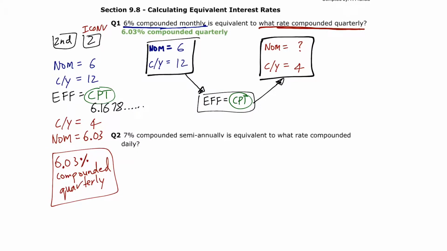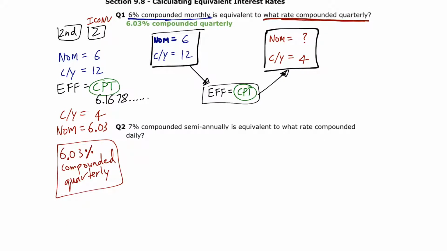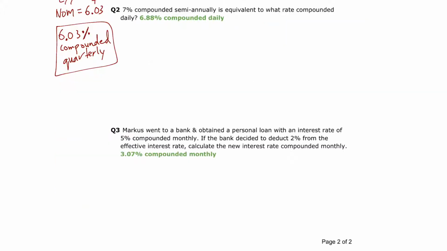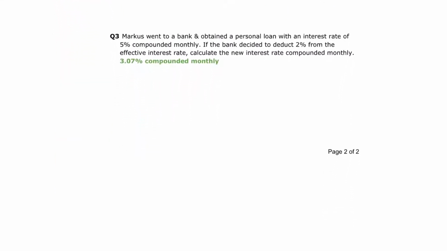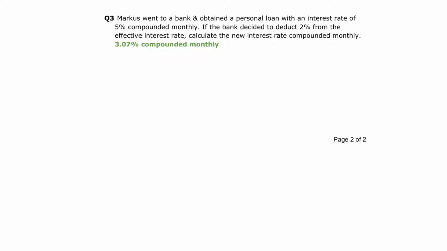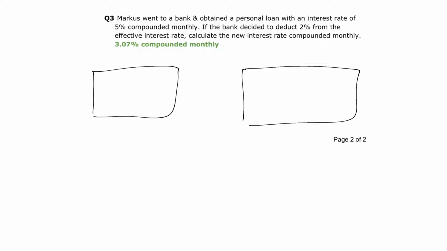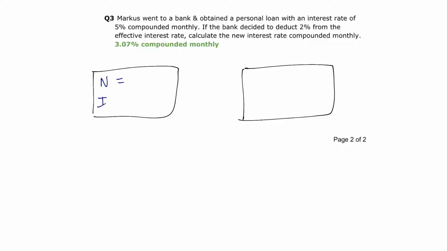So if you're okay with that, try number 2, and then there's question number 3. So number 3 especially, let's see. Here are my 2 boxes. You don't have to make the boxes, but here's my 1st rate, here's my 2nd rate. So let's say the blue rate represents the nominal rate for which I know everything. So there's a 5% rate compounded monthly, so 5 and 12.